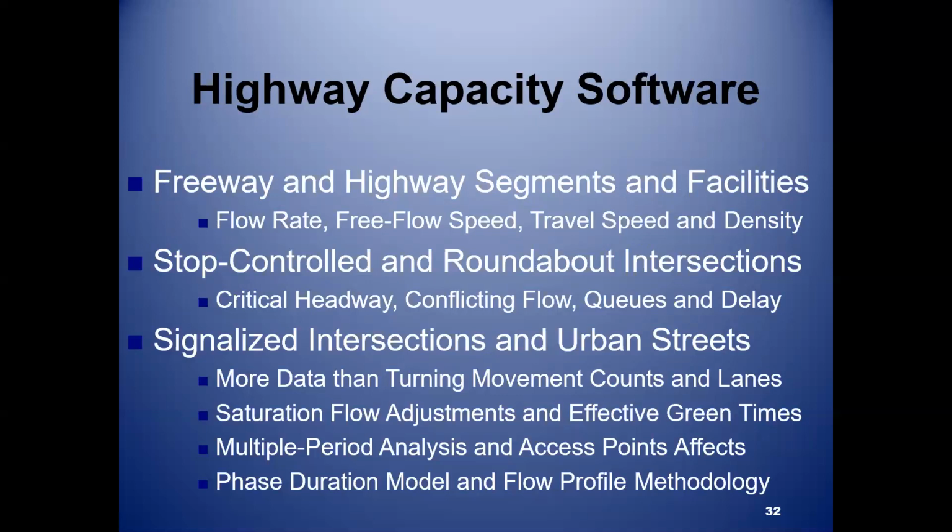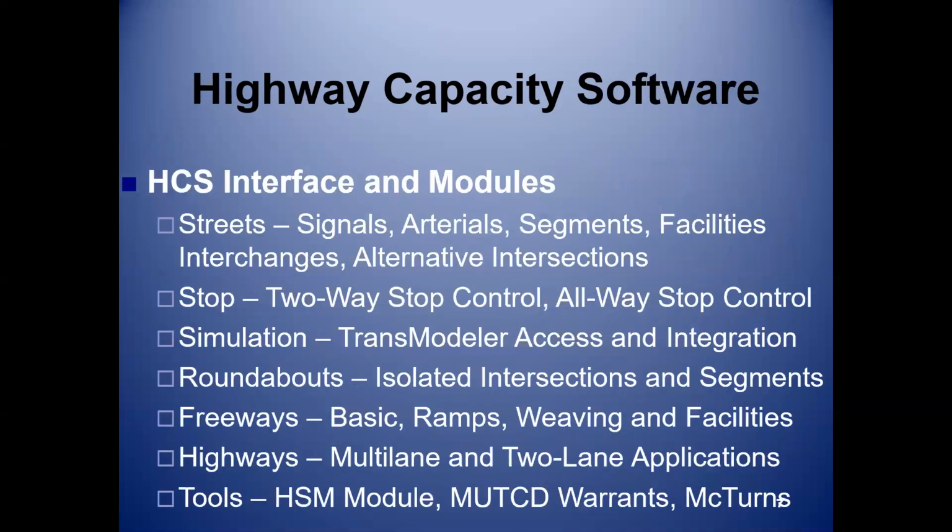So the Highway Capacity Software implements everything. We've gone through this list before. Freeways and highways, stop control, roundabouts, excuse me, signalized intersections, urban streets, even the phase duration model. The interface covers every one of these things. And in streets, it actually combines signals, arterials, the segments and facilities with interchanges, alternative intersections able to be mixed in where appropriate. All levels of stop control or roundabouts, including the segments between them.